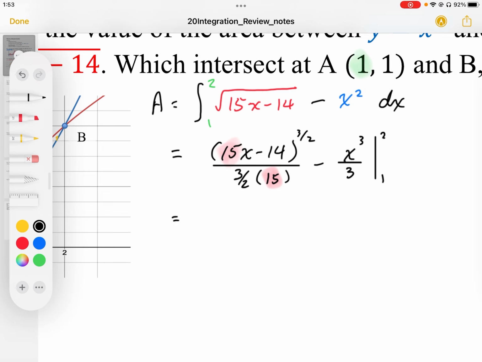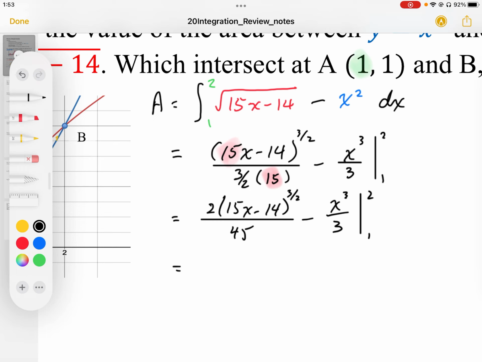So simplifying this out a little bit, I'm going to end up with 2 over 15 times 3, which is 45, times 15x minus 14 to the power 3 over 2, minus x cubed over 3. And my bounds are going to be from 1 to 2. So I can now plug in my bounds.